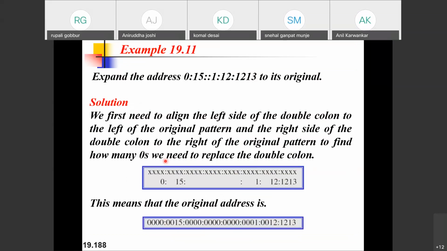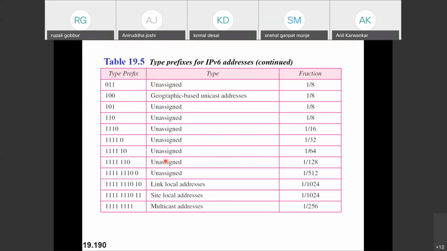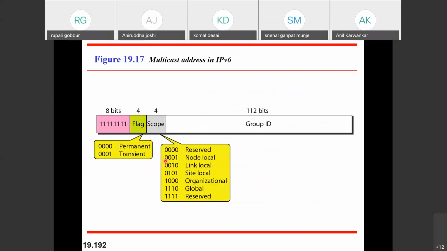See this particular example. These are the typical configurations. I think we'll cover these IP version 6 addresses in advanced networking. At present, just remember how we actually configure the IP version 6 addresses.